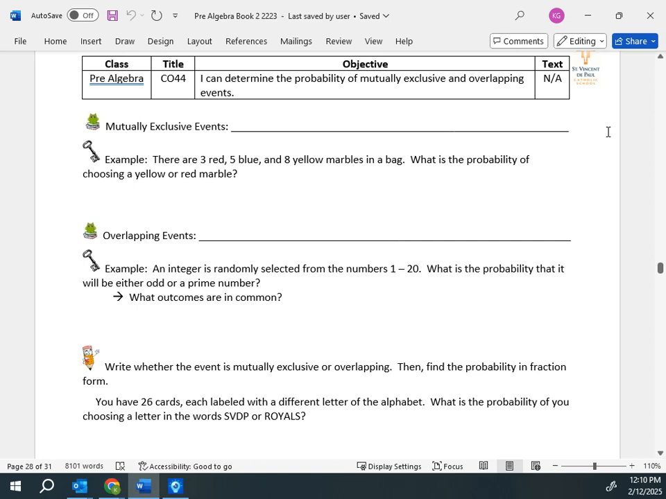Good afternoon. Today we are working on CO44. I can determine the probability of mutually exclusive and overlapping events. So in order to know how to do those, we need to understand what the words mean. Once we hear the explanation, it's going to get a little bit easier to figure it out. But for right now, let's put calculators down. These are new vocab words for us, so we do need to be paying attention.